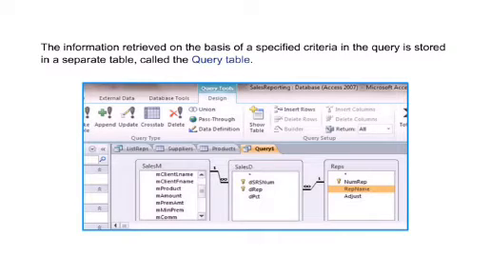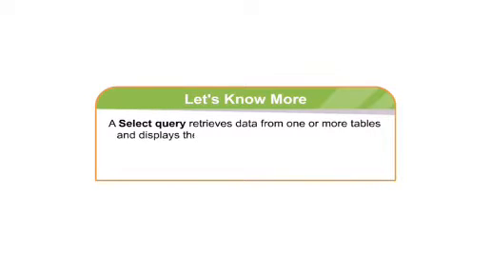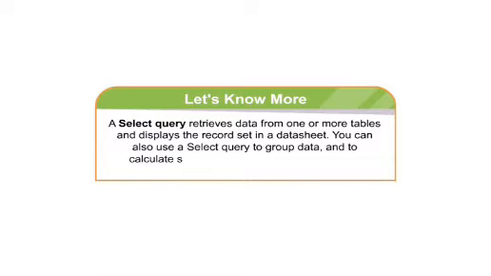The information retrieved on the basis of specified criteria in the query is stored in a separate table called the query table. Students note that a select query retrieves data from one or more tables and displays the record set in a datasheet. You can also use a select query to group data and to calculate sum, count, average, and other types of totals.